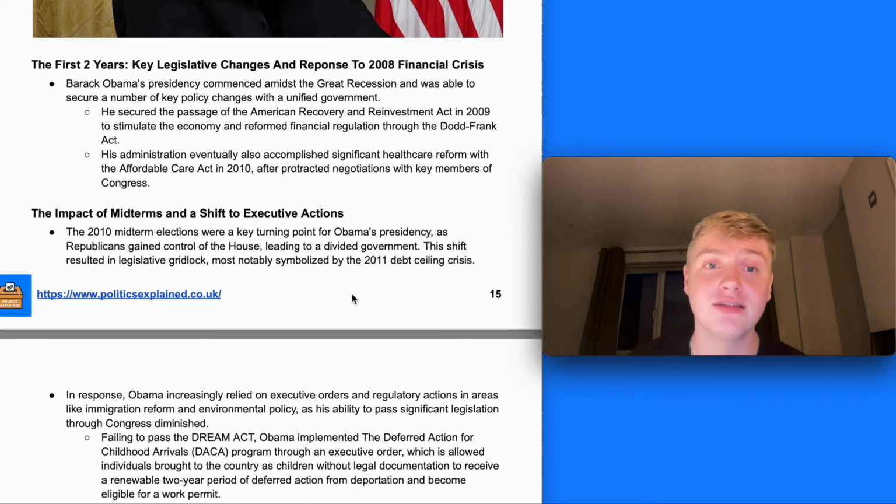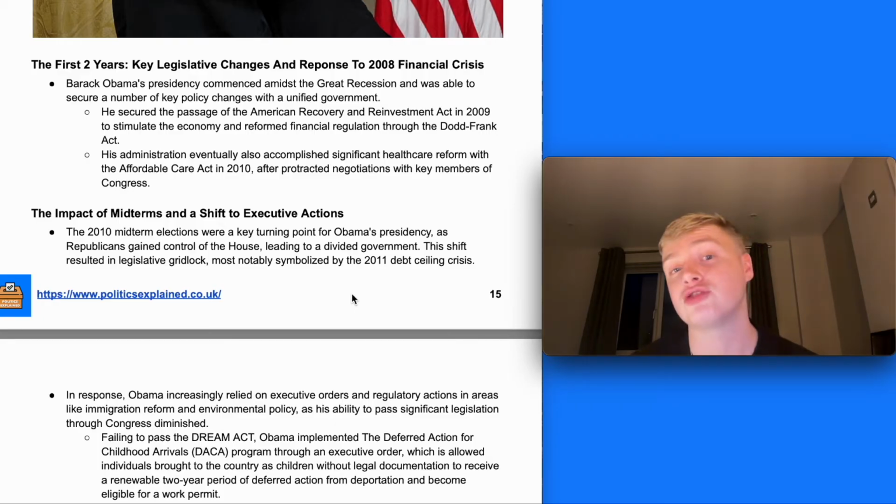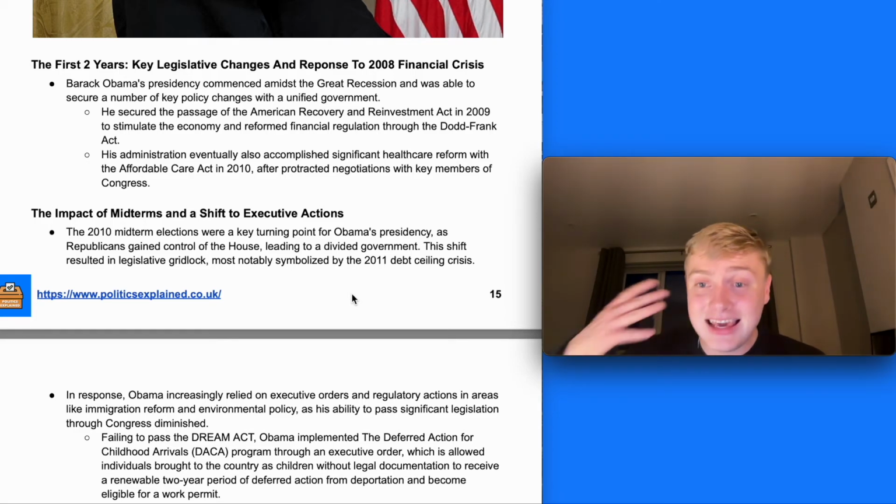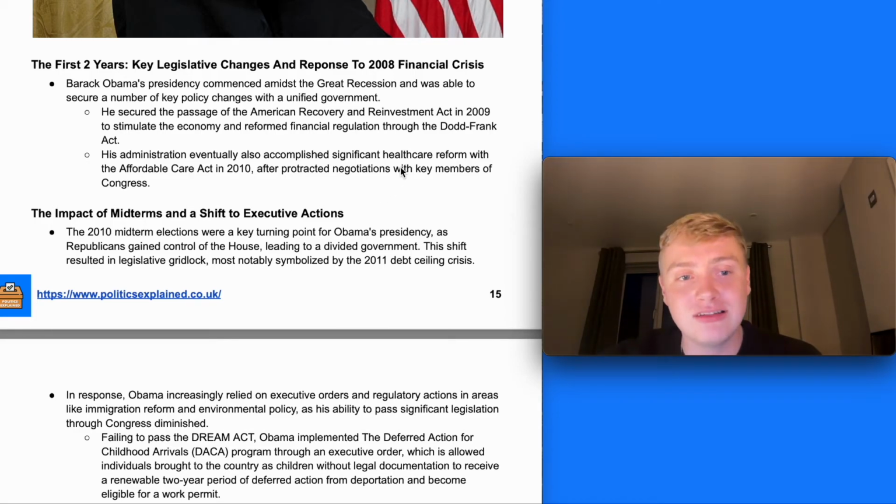In the first 2 years, key legislative changes and a response to the financial crisis really defined the early years of his presidency. It commenced during the financial crisis, and he was able to secure a number of key policy changes with a unified government. He secured the passage of the American Recovery and Reinvestment Act in 2009 to stimulate the economy and reformed financial regulation through the Dodd-Frank Act. And the key reform introduced by his presidency was eventually secured in 2010 with the Affordable Care Act.